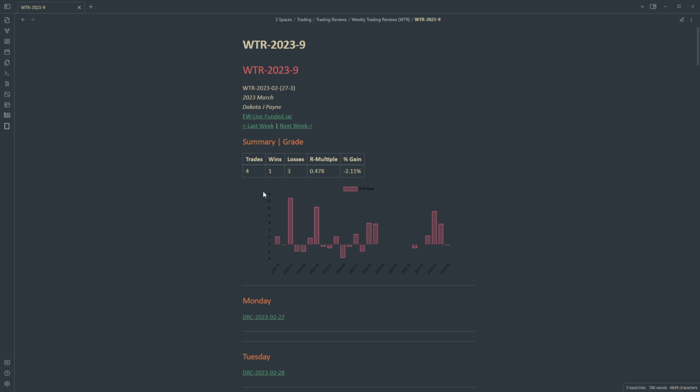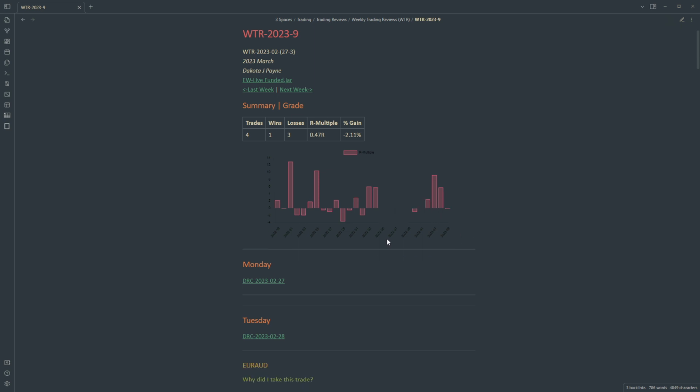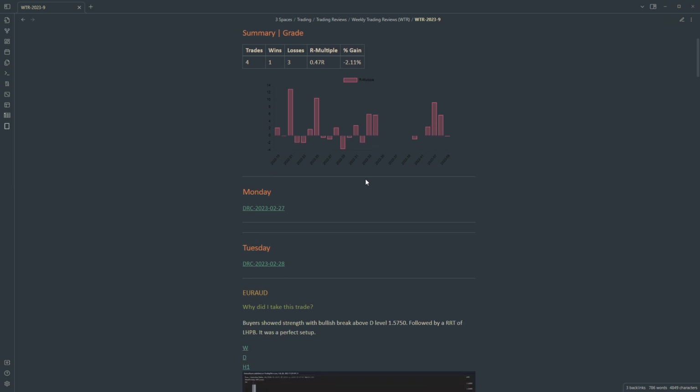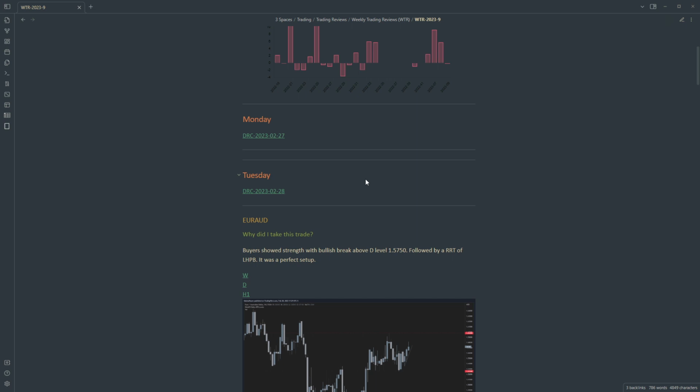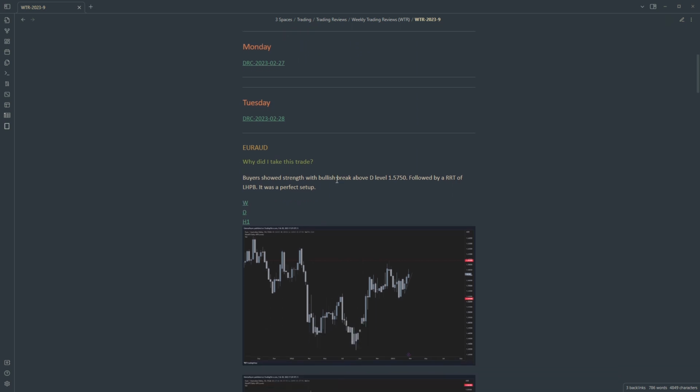Starting off with the summary, I took 4 trades. I had 1 winner, I had 3 losses, and I ended up with a 0.47R multiple and lost about 2.11% this week. So going down, you see it's a pretty small losing week, R multiple wise, but a small R multiple gain. If you put them together, that's when the real results are shown.